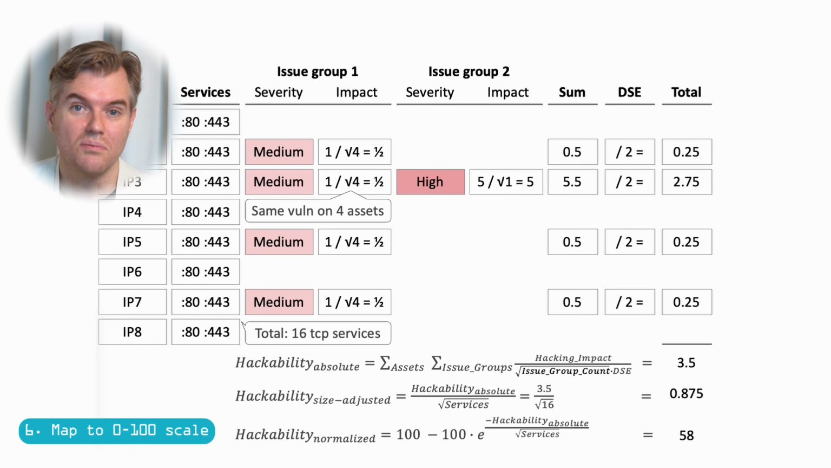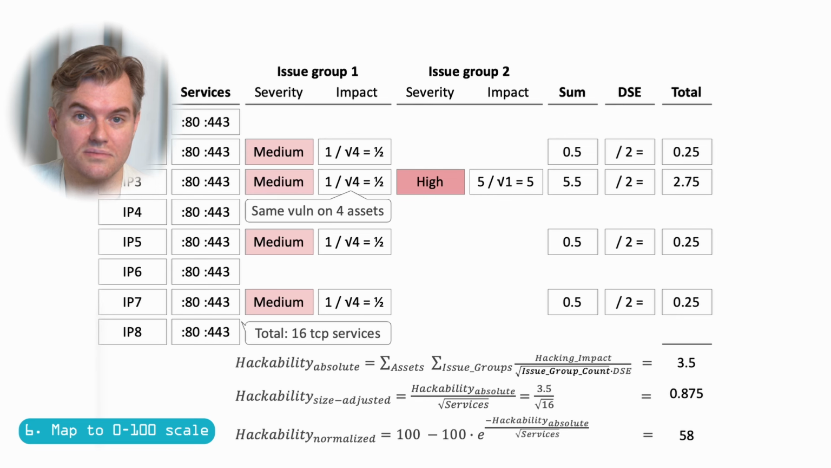Now do note that most of this hackability comes from the one high severity issue. So if you fix that issue and leave all the medium findings alone, your normalized hackability drops to 38. So now you're significantly better than average. Small changes in your inputs can have significant impact on the hackability, but not all of them do.